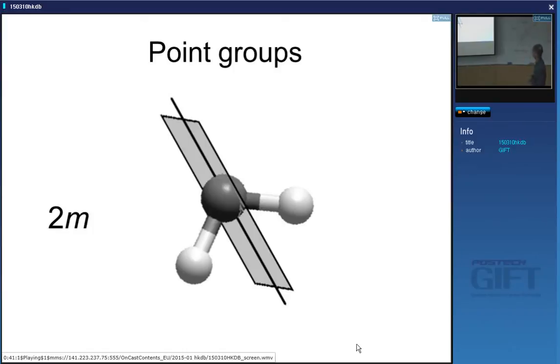Yeah. And this is a molecule of water. And there is an axis of rotation here which is a twofold axis of rotation, because if I turn this through 180 degrees, I obtain the same object, right? Plus there is a mirror plane here which contains this rotation axis. So they pass through this point here. And we say the point group of this molecule is 2m. That means a twofold axis with a mirror plane parallel to that axis.